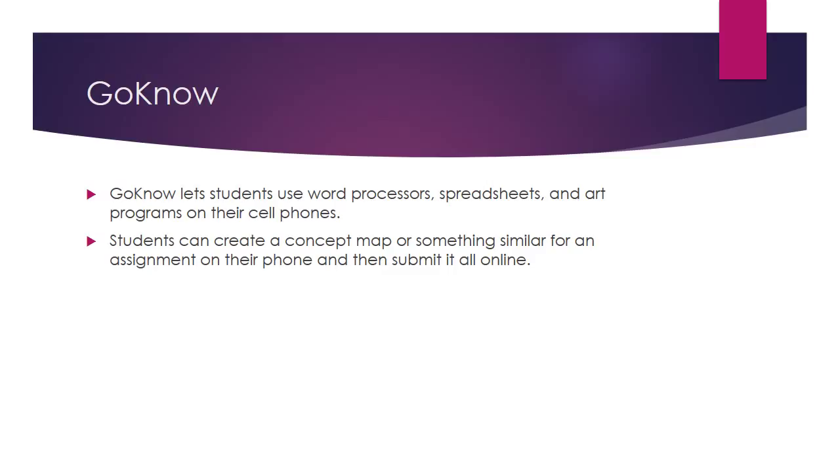But the really neat thing about GoKnow is that a student can sit there with their cell phone instead of trying to move them to a computer lab. They can use their cell phone to create some kind of concept map on the water cycle, or to write a paper on it, or to create some kind of spreadsheet on it even. And say they don't finish it in class that day, they have it all right there, they're taking it with them, and they can work on it later.